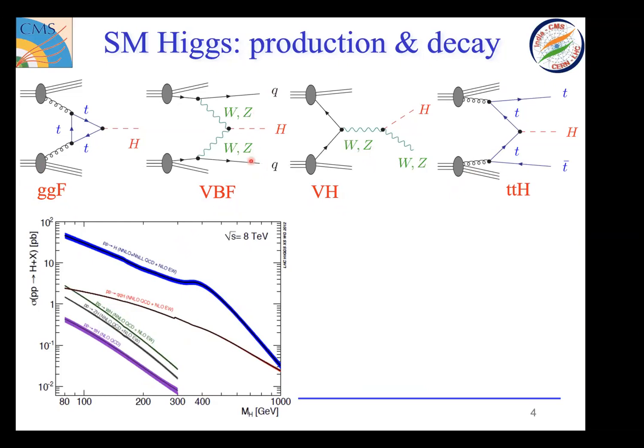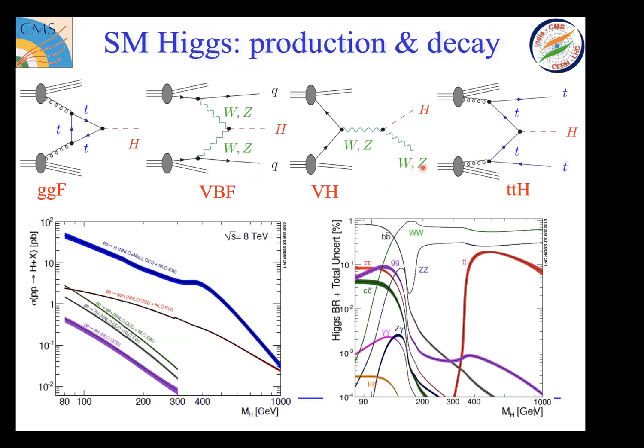jets which have a large rapidity gap separation and a high invariant mass. In the case of associated production with W or Z, we have a handle coming from the W and Z, which can help in reducing the background. So that means that even though the cross sections are less, we can still utilize these channels.